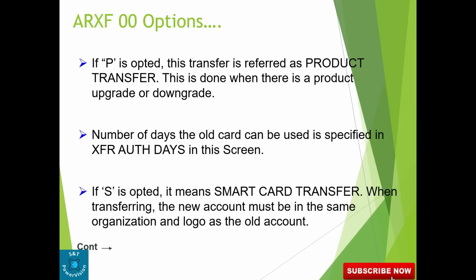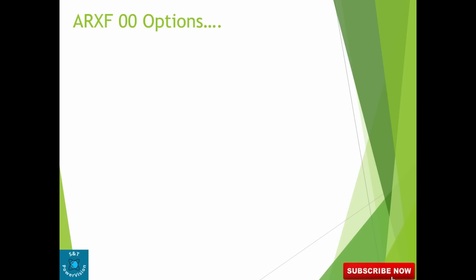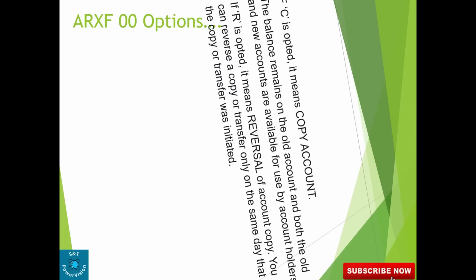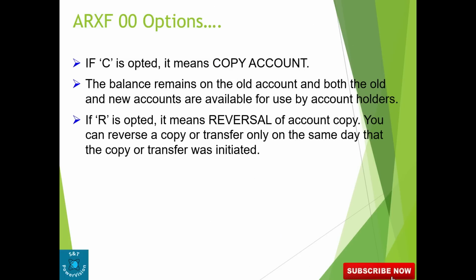It means after transfer we cannot use the old card. If S is opted, it means smart card transfer. When transferring, the new account must be in the same organization and logo as the old account. If C is opted, it means copy account. The balance remains on the old account and both the old and new accounts are available for use by the account holder. If R is opted, it means reversal of account copy. You can reverse a copy or transfer only on the same day before batch. If the batch starts, we cannot reverse it.